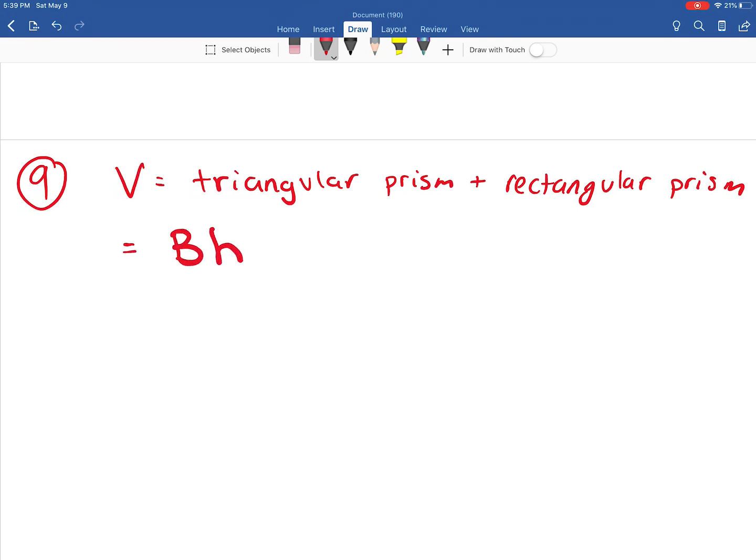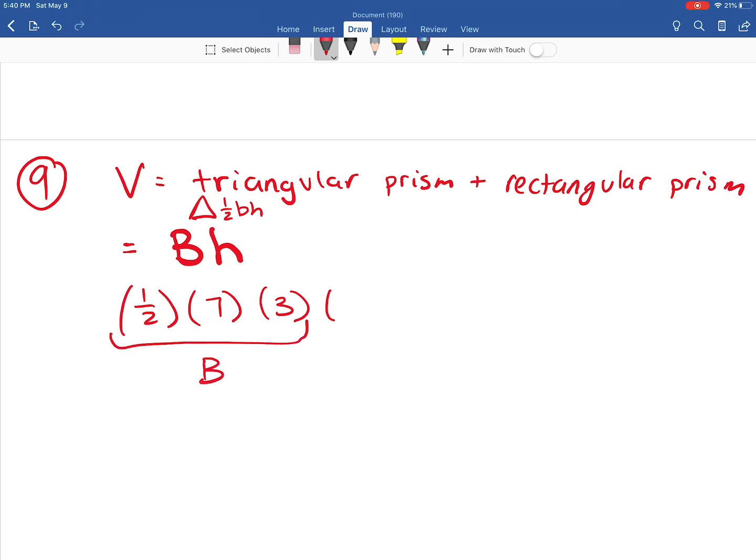So let's start with the triangular prism. I need the area of the base times the height. Okay, well the base is a triangle, and the area formula for a triangle here would be 1/2 base times height. So I need 1/2 the base of the triangle, 7, times the height of the triangle, 3, times the height of the prism. Well, the height of the prism is the thing that goes from one base to another, and from one base to the other would be 10. One triangle to the other.